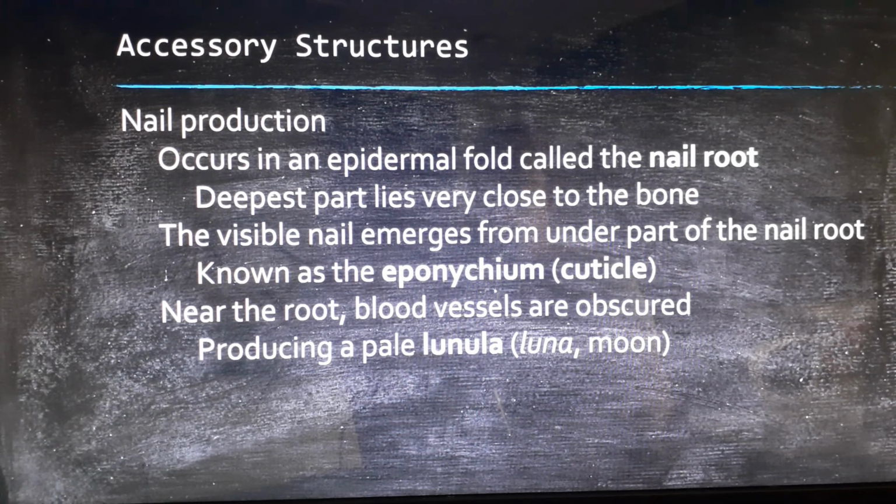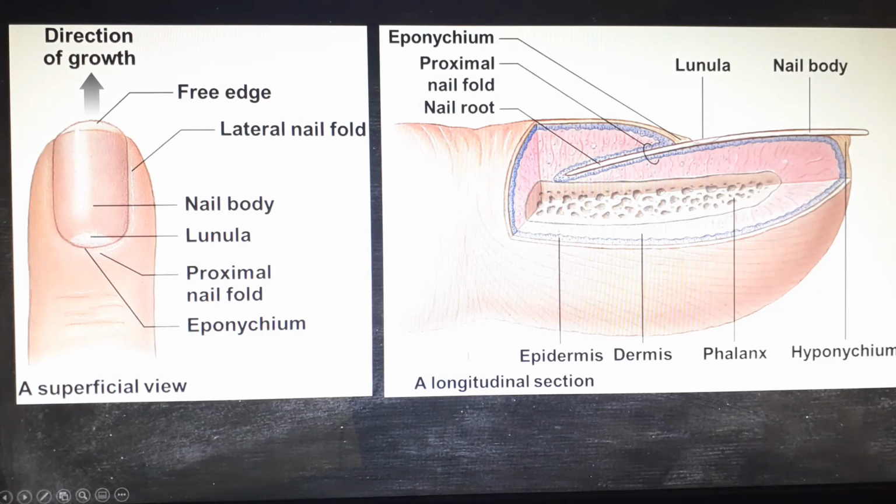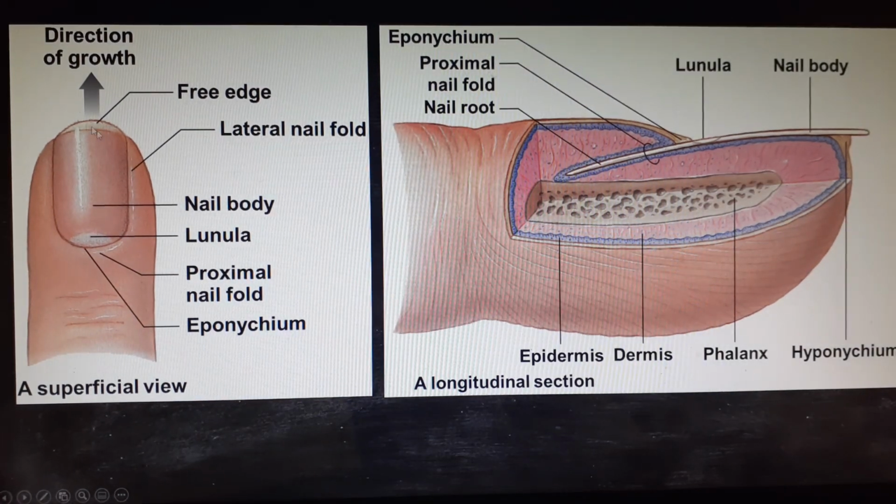And where the nail finally breaches the epidermis, there is going to be a part called the eponychium or cuticle. And right there, we're not going to have any blood vessels. So we're going to see a little pale crescent shape called the lunula. And you can see luna means moon. It looks like a crescent moon. So here is our nail from above. The free edge is here. This is the body of the nail. The lunula is here. The cuticle or eponychium is here. This would be my lateral nail fold of skin, and that would be my lateral nail groove.